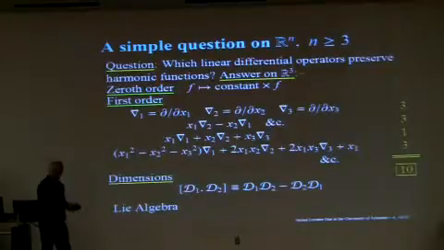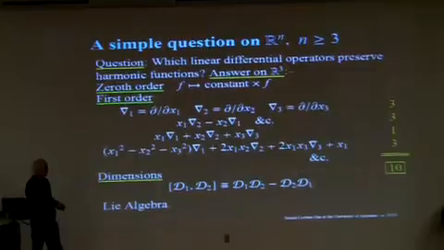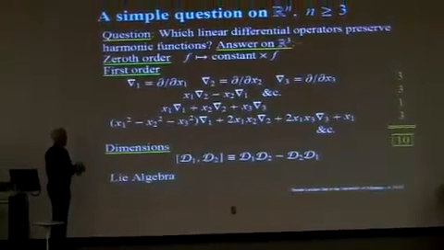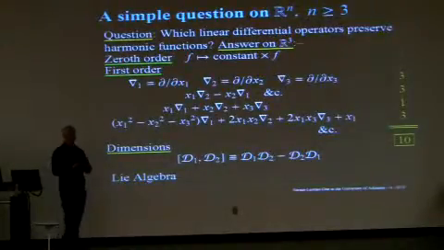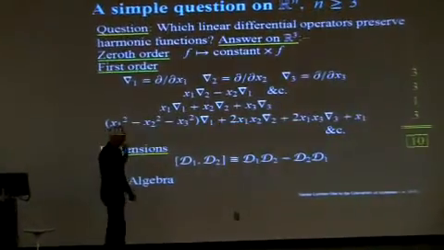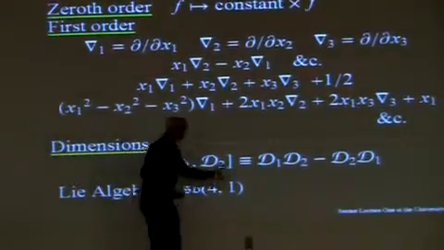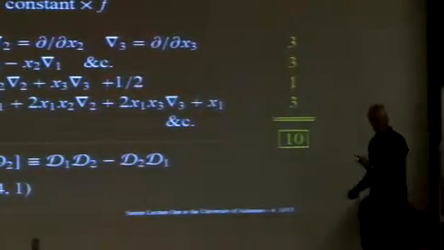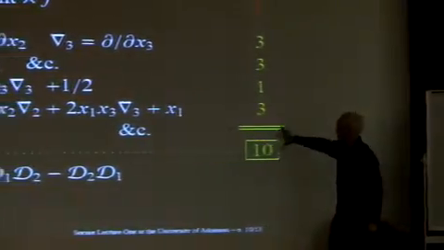Okay, and you can ask, what Lie algebra is it? Well, this is an 11-dimensional Lie algebra. There's a commutator subalgebra inside it, which is 10-dimensional. And that 10-dimensional algebra is actually isomorphic to SO(4,1), which is the symmetry algebra for conformal differential geometry in 3 dimensions.